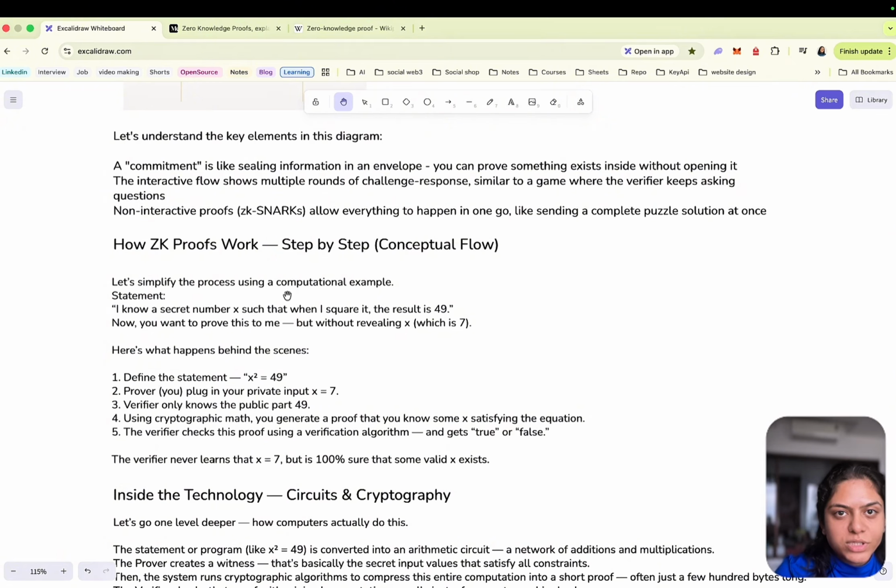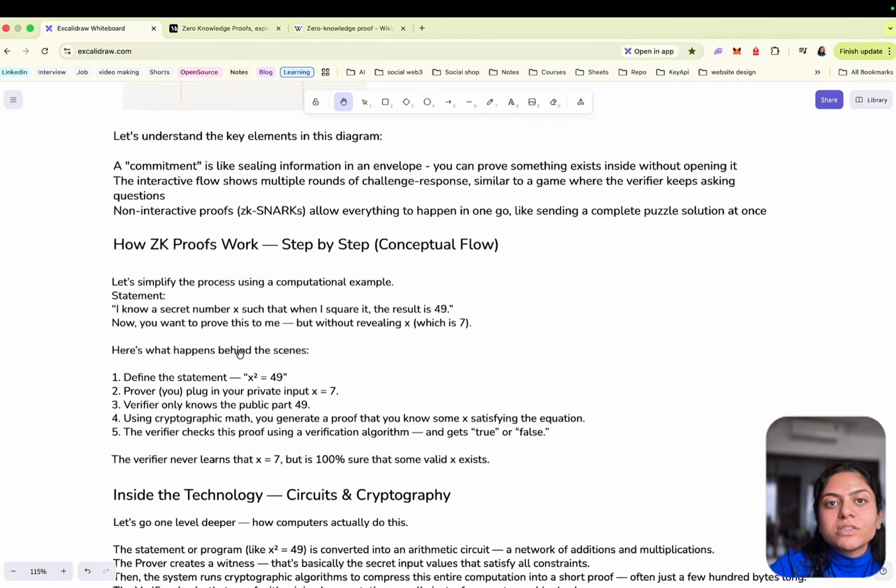Let's simplify the process with a conceptual example. Here the prover states: I know a secret number x such that when I square it, the result is 49. Now you want to prove this to me without revealing x, which is 7. The prover knows x is 7, but the verifier doesn't know it. So how can I convince the verifier without revealing the secret number?